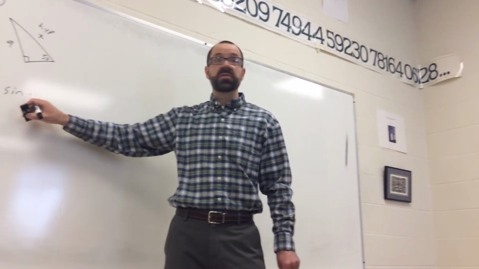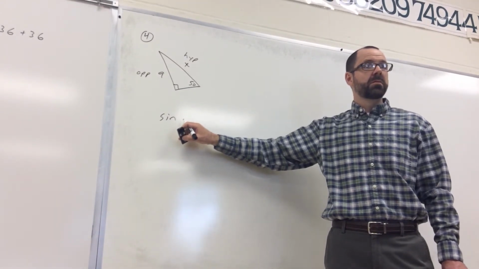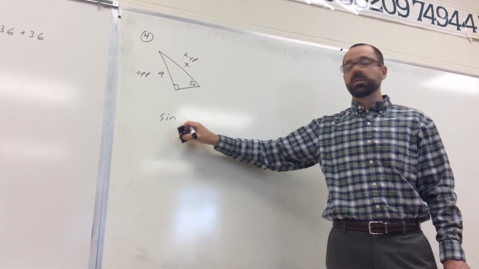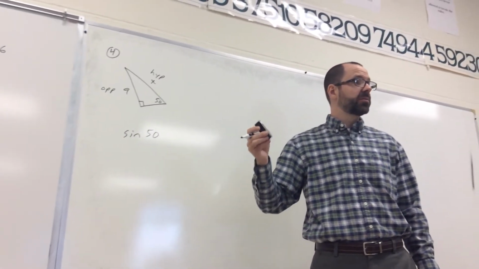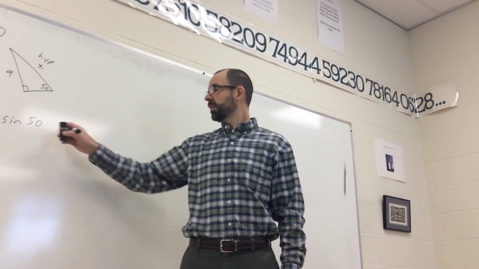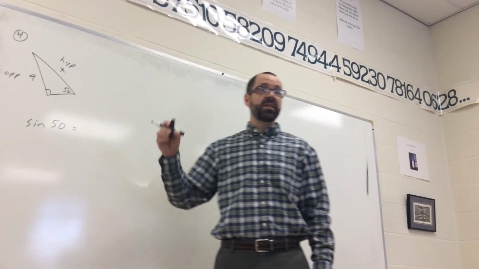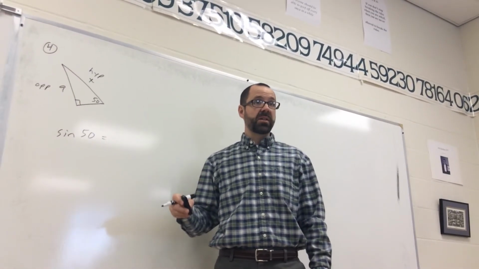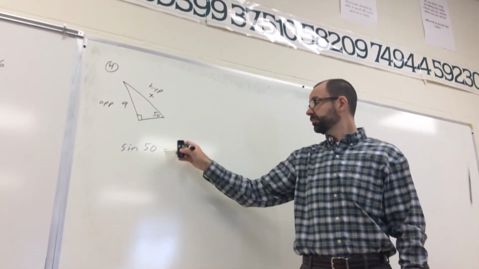All right, what goes after sine? Good. The angle goes after sine. So then sine is followed by 50. And then you write down the fraction. Sine is opposite over hypotenuse. So in this case, it's 9 over x.